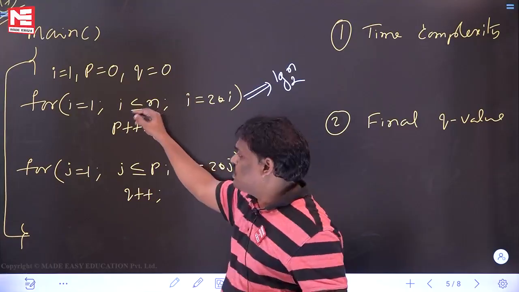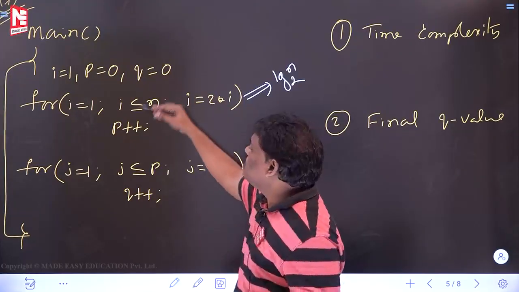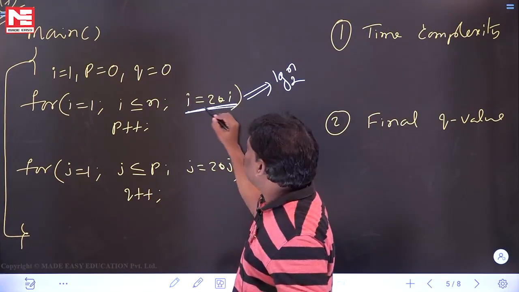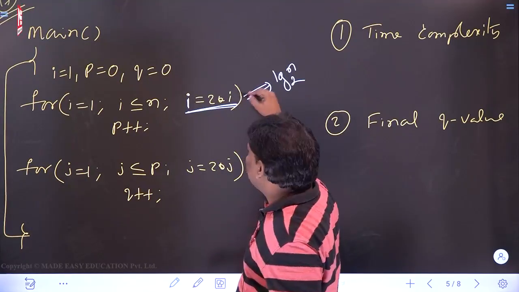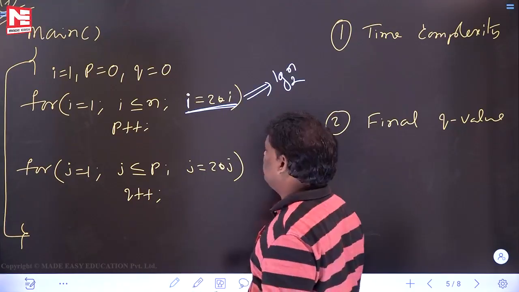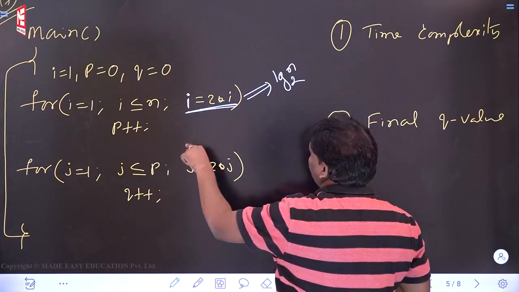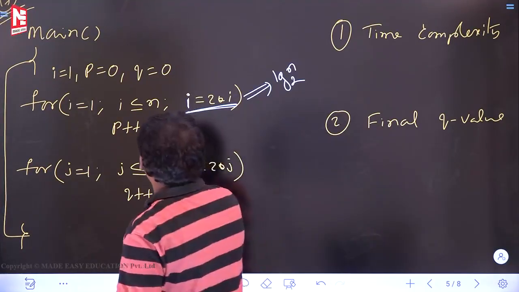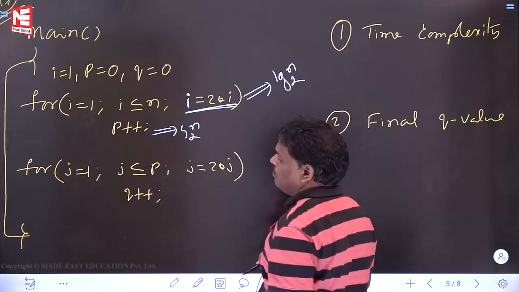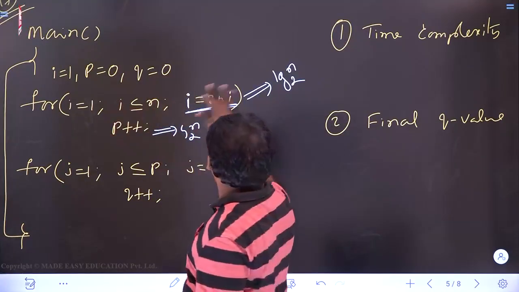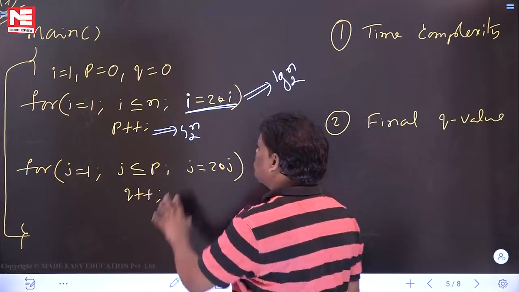If you see this loop, each time p is incrementing. How many times is this loop running? Always into 2, I is equal to 2 into I. Please be careful. Always into 2 into 2 into 2, which goes to log n base 2. If this loop is repeating log n base 2 times, everyone knows that p value becomes log n base 2. However many times the loop runs, that much is the p value. So the first loop runs log n base 2 times, and p value becomes log n base 2. Minus 1, plus 1, don't bother.